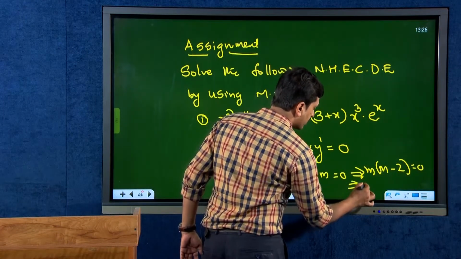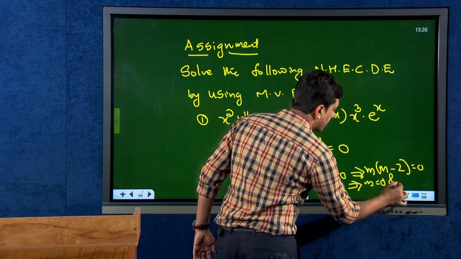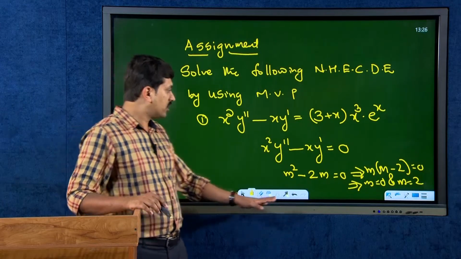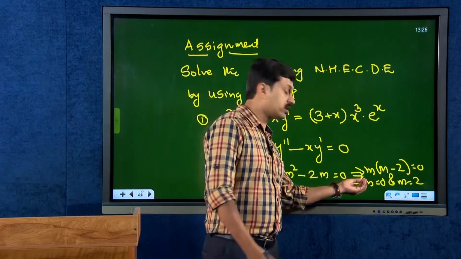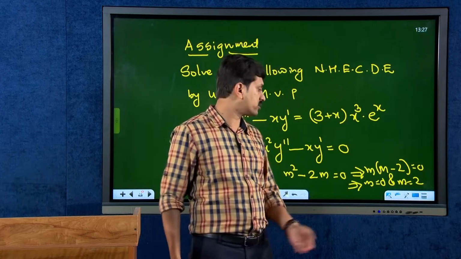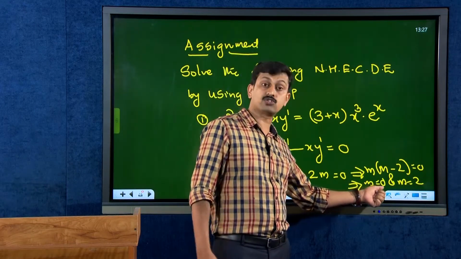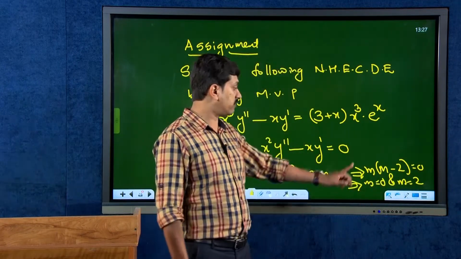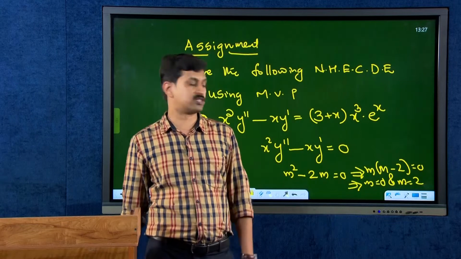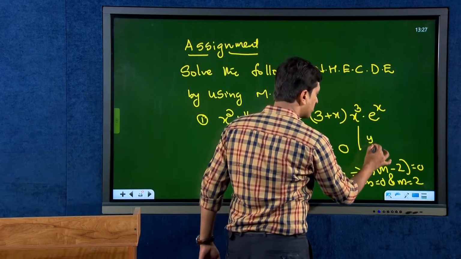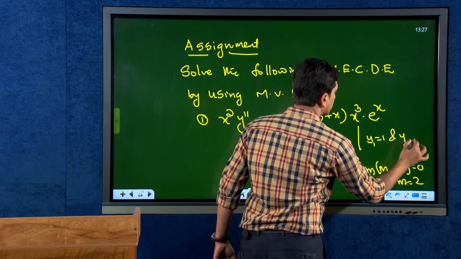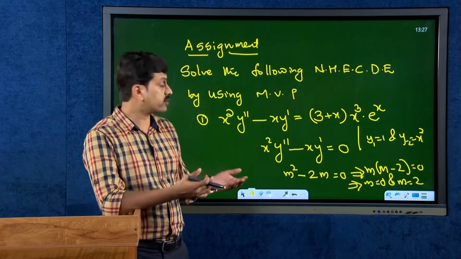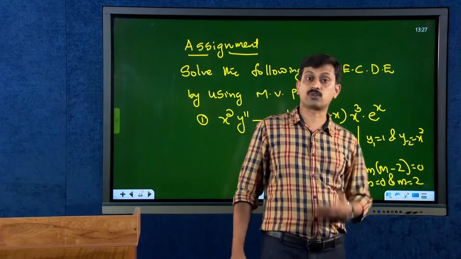So, we found m is equal to 0 and m is equal to 2 are the roots of the auxiliary equation. So, the roots are real and distinct. Therefore, yh, the solution of the homogeneous part, is c1 x raised to 0, that is c1 itself, plus c2 x square. So, c1 plus c2 x square is the solution. Therefore, y1 is equal to 1 and y2 is equal to x square. So, we are able to get the linearly independent basis for the homogeneous part.